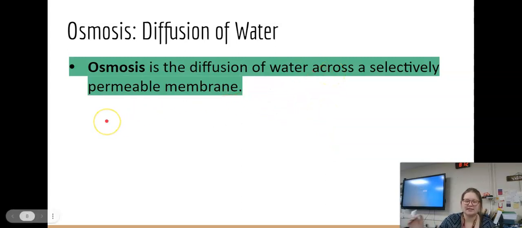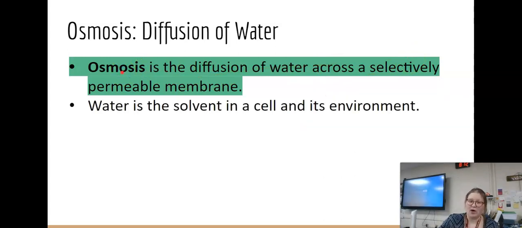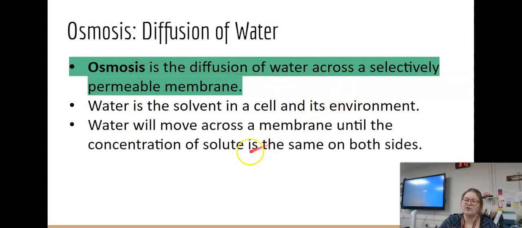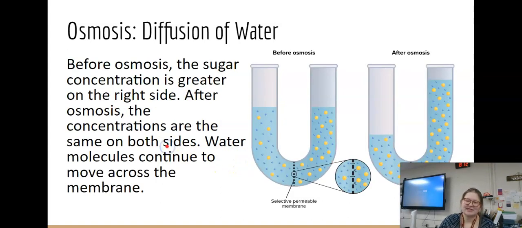Osmosis is specifically diffusion of water across a selectively permeable membrane. Permeable means things can go through it. Selectively means only some things can go through it. So osmosis is specifically diffusion of only water across a selectively permeable membrane. Water is the solvent in a cell and in its environment. Water will move across the membrane until concentration of solute is the same on both sides. That'll make more sense in the coming slides.